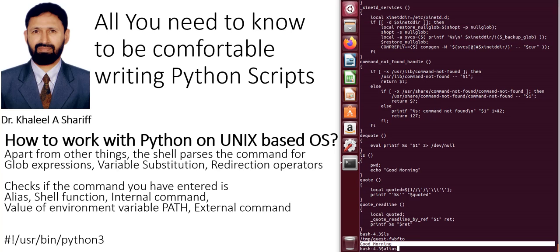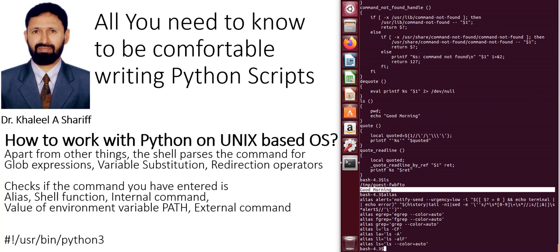Now we also have alias. We have seen the alias. So this is the list of aliases. We have the shell function. The shell checks whether it is an alias or a shell function, and let me delete this shell function. Unset minus f ls.